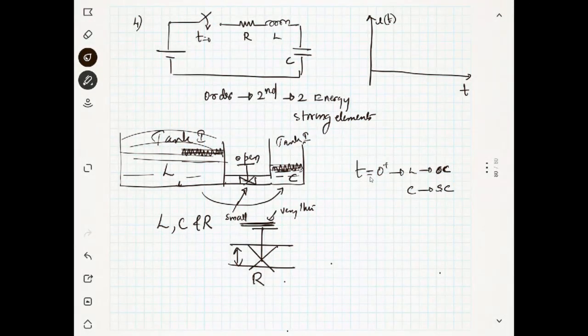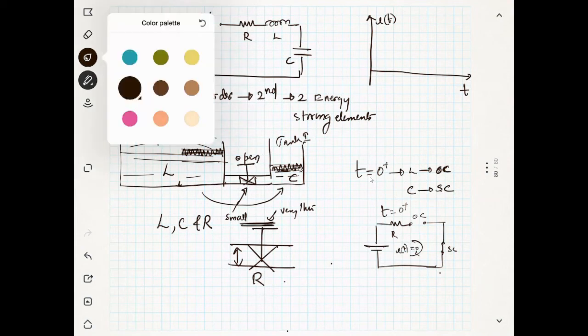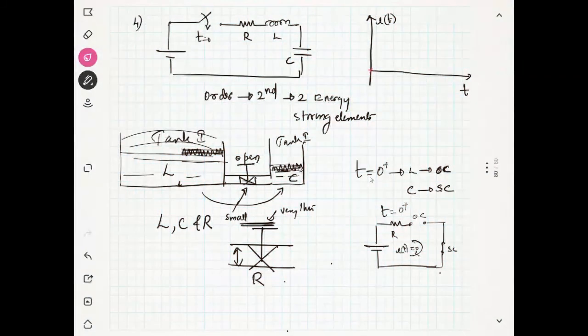So at time t equal to 0 plus, you will see something very interesting. There is an open circuit here, a short circuit here, and a resistor here. This is the situation at time t equal to 0. So what will be the current at this time? Zero, there is an open circuit. So you can say the current will start from 0.